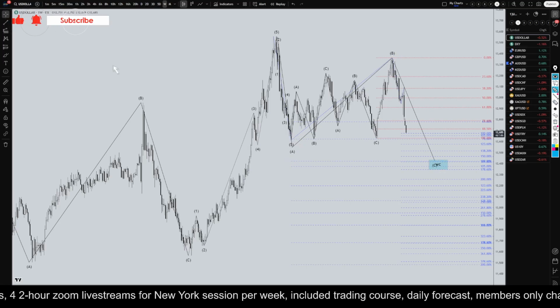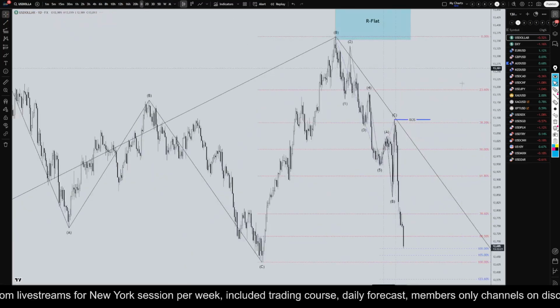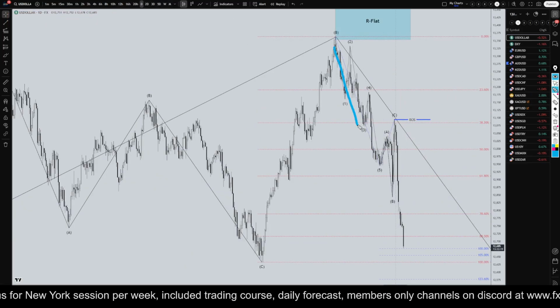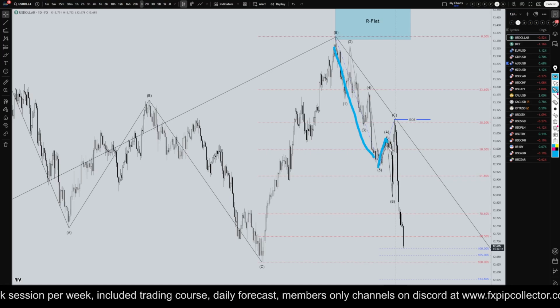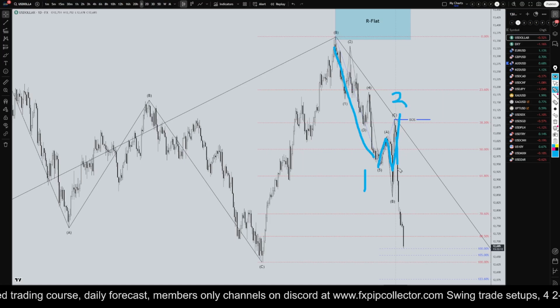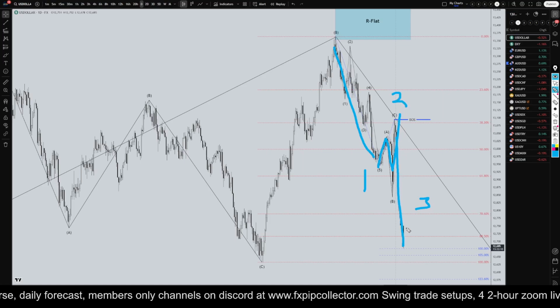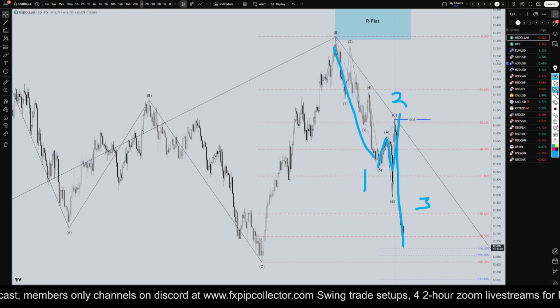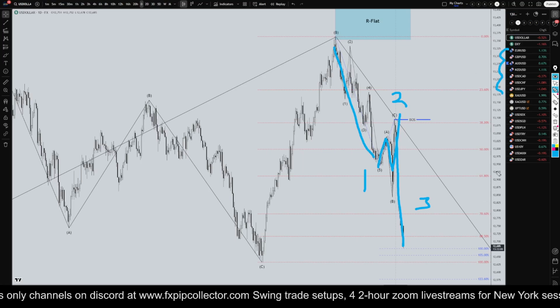C correction. I also think there's a good chance that the US dollar index is in a wave three because we have five waves right here, and then we have what looks like a break of the five waves. So, wave one, wave two. We are likely now in a wave three, which explains why everything is so strong on the US dollar pairs.